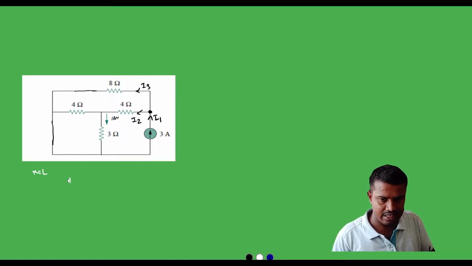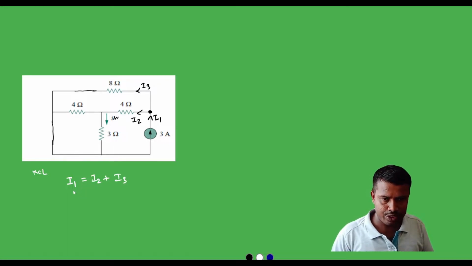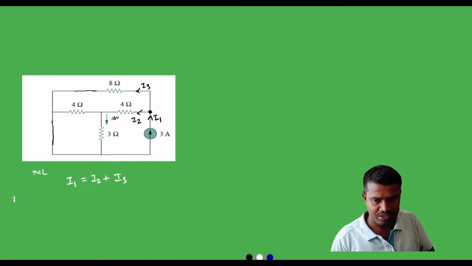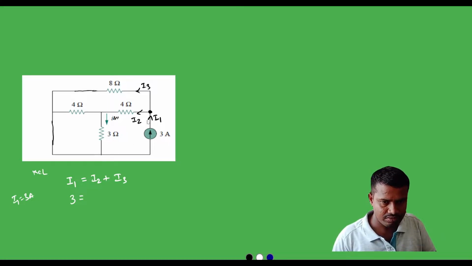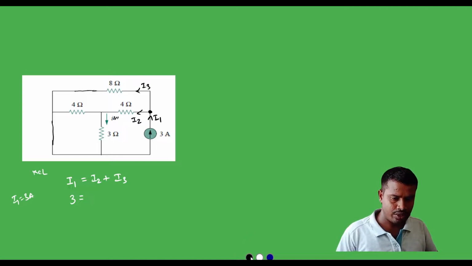The incoming current is, let us say, I1, and the outgoing currents are I2 plus I3. Fine. Now we need to find the values of currents I1, I2, I3 individually. As we know, I1 is equal to 3 amps, so we can write I1 is equal to 3. We need to find the value of I2. To find I2, we need to mark the nodes and find the current I2 using nodal analysis.